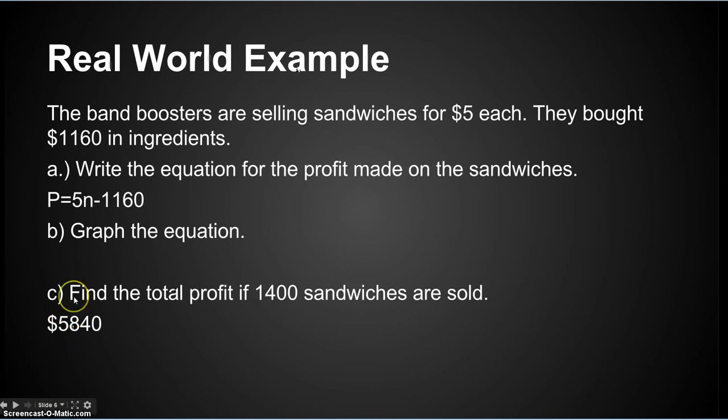Hey, it's Winter here. This is a real-world example. The Band Boosters are selling sandwiches for $5 each. They bought $1,160 worth of ingredients. I want you to write the equation for the profit made on the sandwiches. P equals 5n minus 1,160.